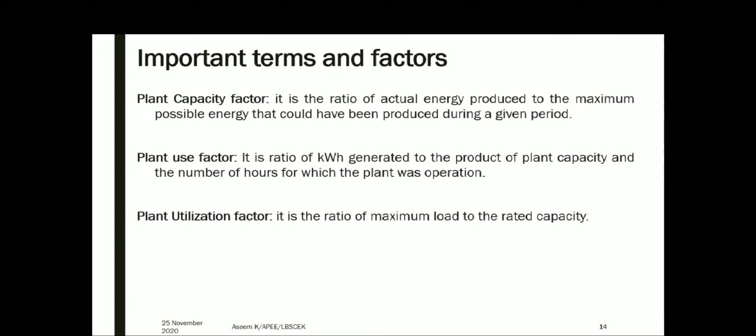Another factor is plant capacity factor. It is the ratio of actual energy produced to the maximum possible energy that could have been produced during a given period. Then plant use factor is the ratio of kWh or energy generated to the product of plant capacity and the number of hours for which the plant was in operation. Then plant utilization factor is the ratio of maximum load to the rated capacity. So these are some of the factors.